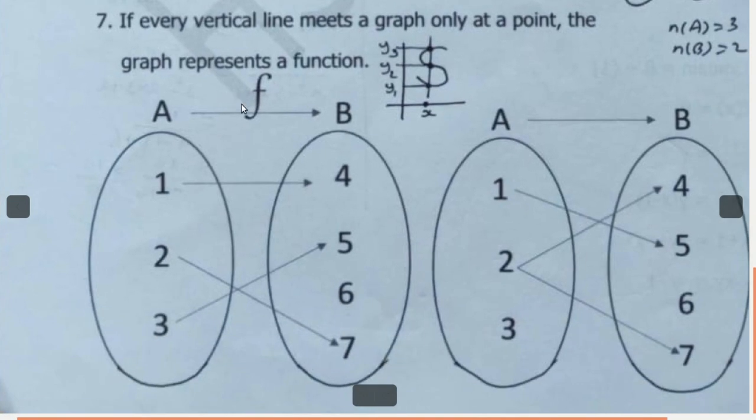See f. Is this a function? Yes, because what? 1 to 4, 2 to 7, 3 to 5. What is our property, or what are the conditions? When an arrow mark is marked from A to B, every element of A will be connected by an arrow mark, and no element has more than one arrow mark. The number 1 has only one arrow mark, number 2 has only one arrow mark, number 3 has only one arrow mark. This is a function, whereas this is not a function, because what? 3 has no arrow mark, or 3 has no image. Moreover, 2 has 2 images. Okay, so therefore this is not a function.